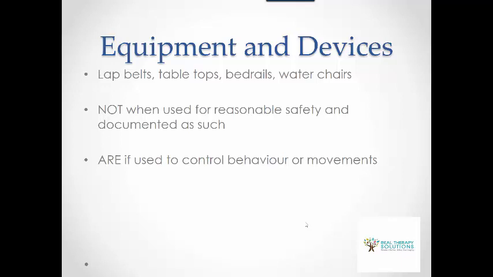Now, lap belts are also used to assist people who may have poor muscle control or tone, who tend to slip out of their wheelchair. That's not considered a restricted practice. So it's the purpose of leaving a person in there so they can't get out, because they want to get out, that's when it becomes a restricted practice.